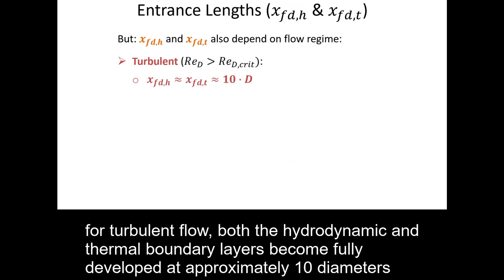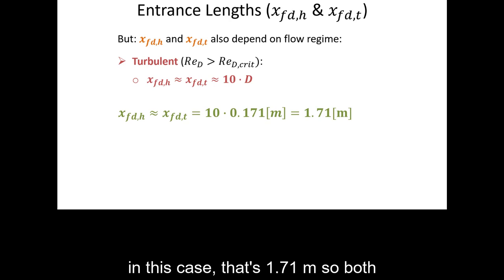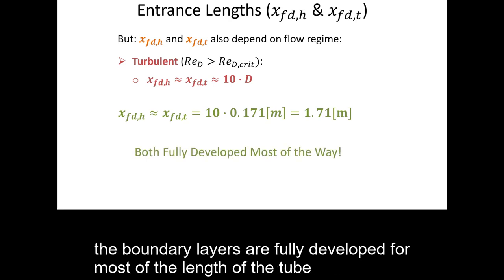For turbulent flow, both the hydrodynamic and thermal boundary layers become fully developed at approximately 10 diameters into the tube. In this case, that's 1.71 meters. So both boundary layers are fully developed for most of the length of the tube.